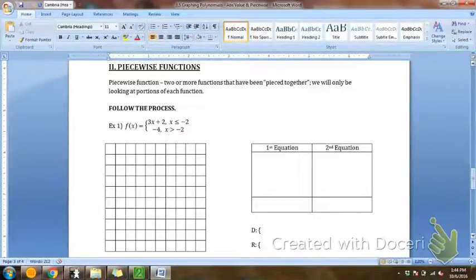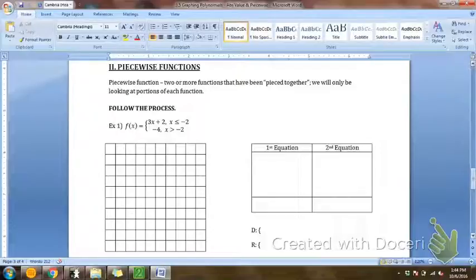So we will only be looking at portions of each function. If you follow the process that I'm getting ready to explain to you, this should not be a difficult lesson. You need to make sure you are using a pencil for this lesson, because you're going to have to erase something.